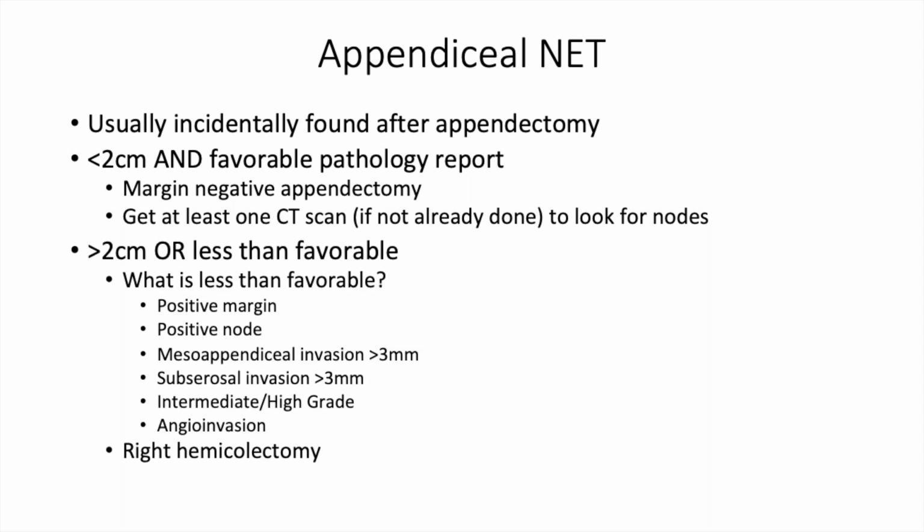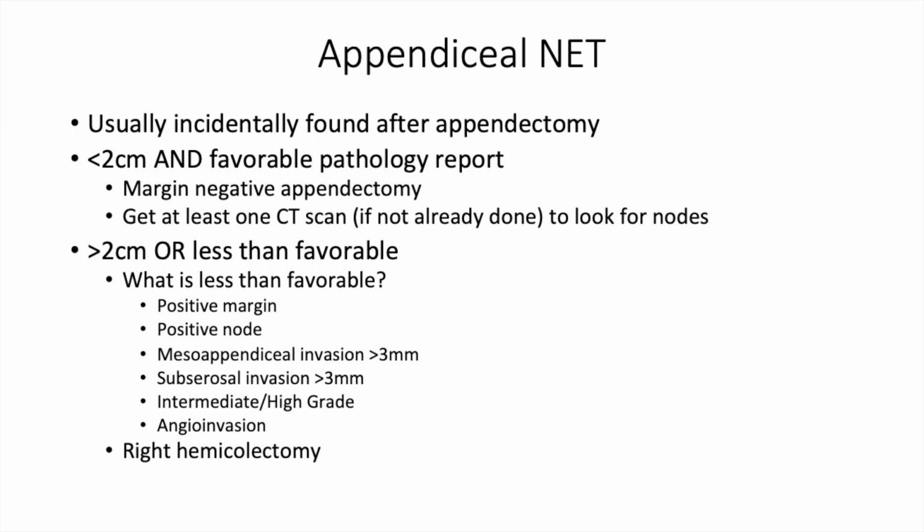Okay, so if they have a tumor that's greater than 2 centimeters or less than favorable pathology report, then they need a right hemicolectomy. Now, how are we going to define less than favorable? It's going to be positive margins, evidence of positive nodes, mesoappendiceal invasion greater than 3 millimeters, subserosal invasion greater than 3 millimeters, intermediate or high grade, or angioinvasion.